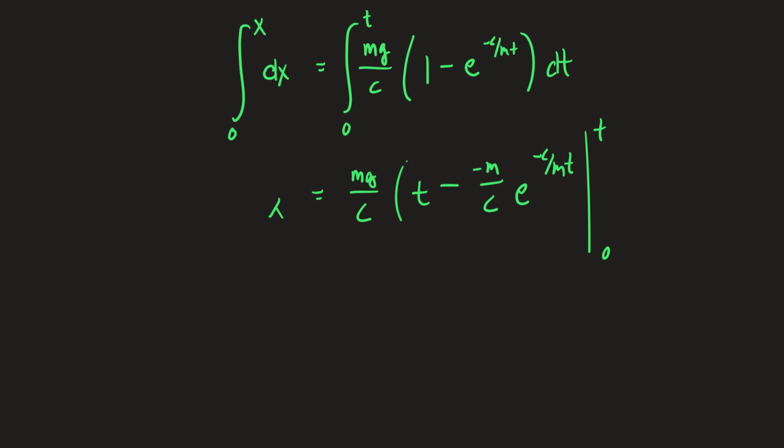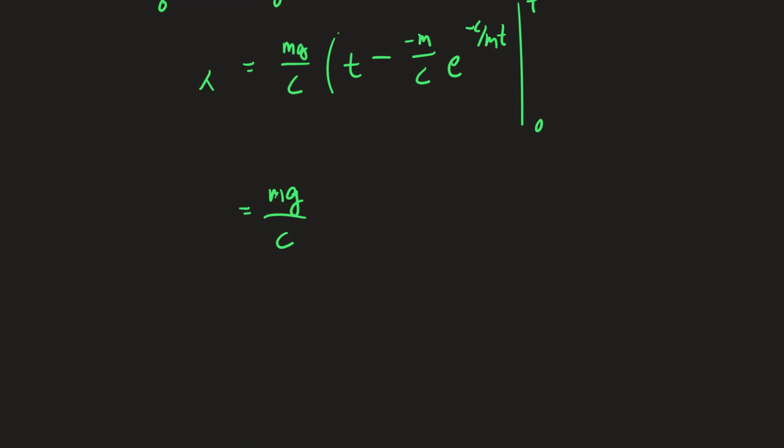So leaving the mg over c here, when I put in t, I just get all of this stuff again. T minus, well, let's go ahead and make it plus m over c e to the negative c over m t, minus mg over c times, well, I put 0 in for t and this term just goes away, but this term goes to 1. So I will just have m over c here. All right? Look good to you guys?